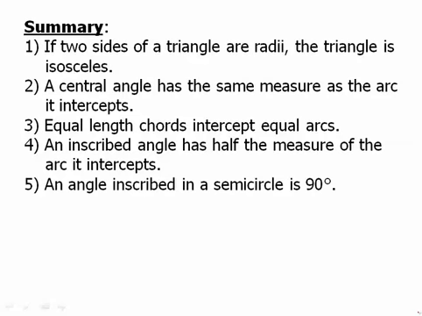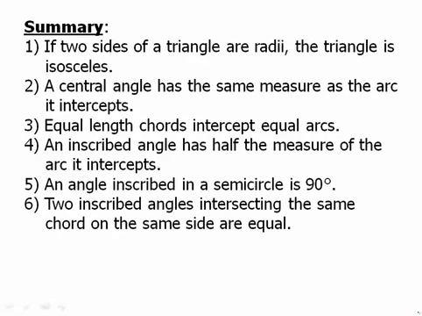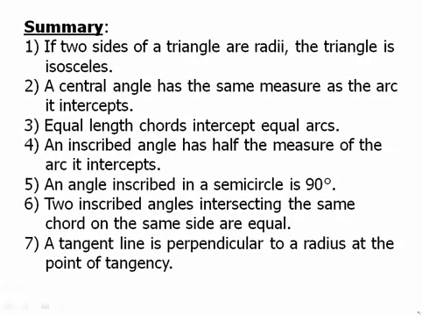An angle inscribed in a semicircle is 90 degrees. That's a very handy fact to keep in mind. Two inscribed angles intersecting the same chord on the same side are equal. And a tangent line is perpendicular to the radius at the point of tangency. So notice there are two cases here: the angle inscribed in a semicircle and the angle between a tangent line and a radius. Both are cases where the geometry itself guarantees that we have a right angle and therefore opens up the Pythagorean theorem and all the other special right angle facts.